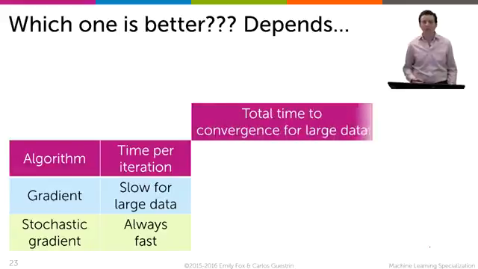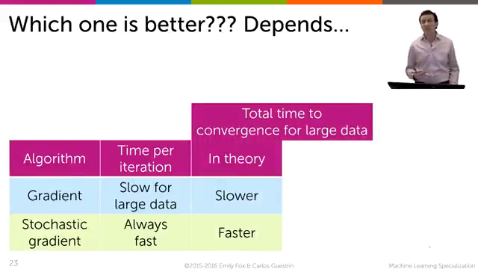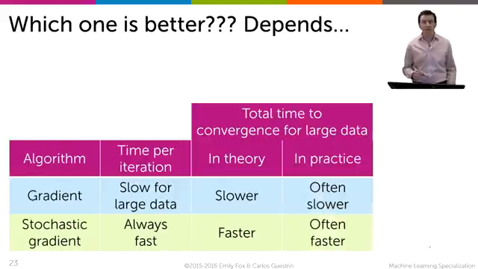It's always fast. But the question is, what's the total time? Each iteration is cheaper for stochastic gradient, but is it cheaper overall? And there's two answers to this question. In theory, stochastic gradient for large data sets is always faster. Always. In practice, it's a little bit more nuanced, but it's often faster. So it's often a good thing to do.